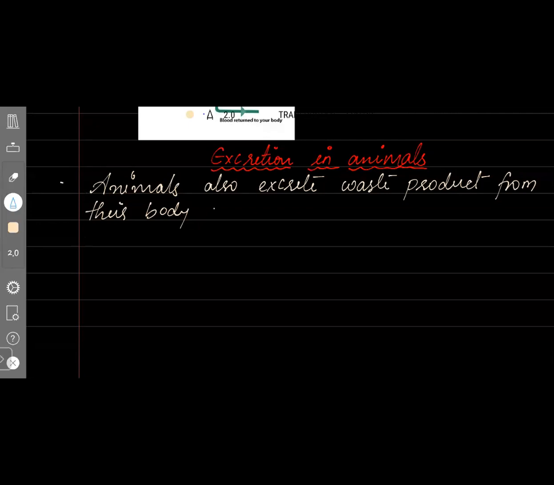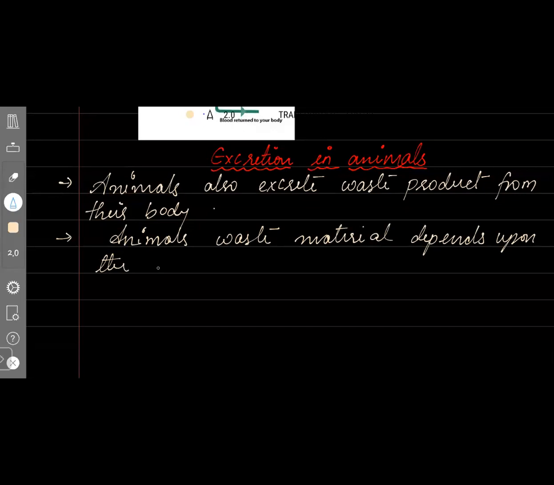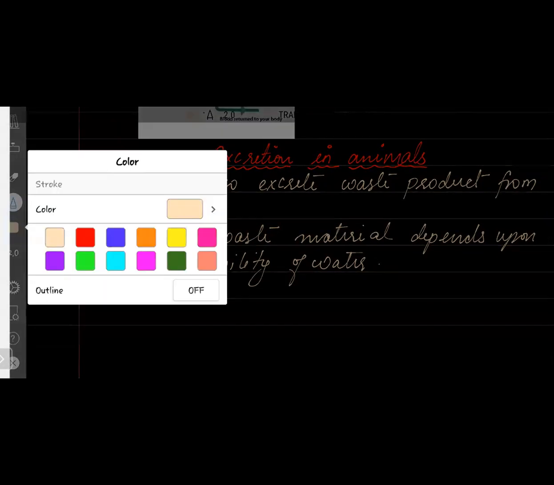So animal excreta, animal waste material, depends upon the availability of water. Okay, we can take an example of fish.